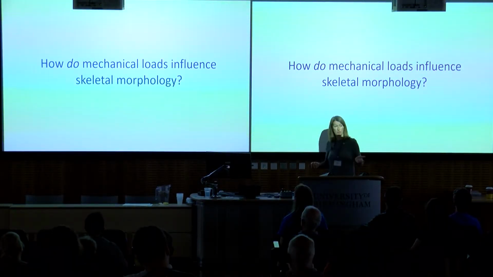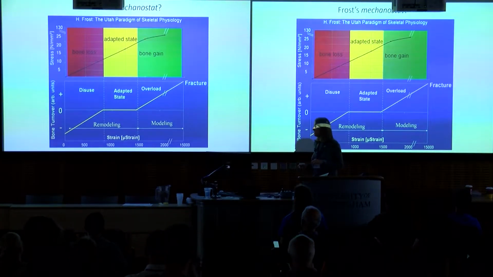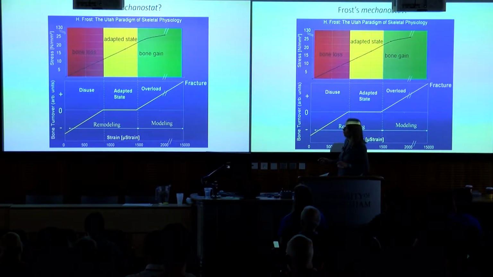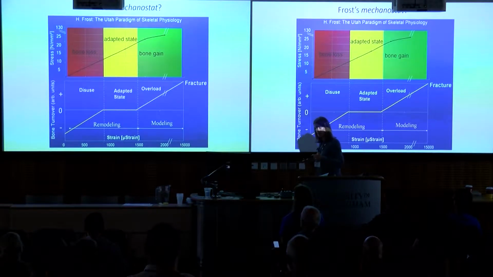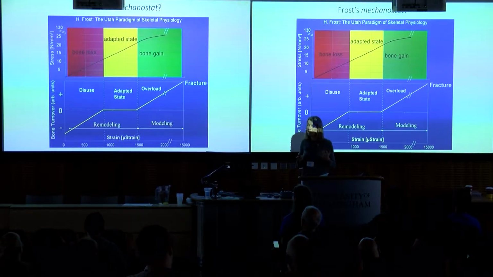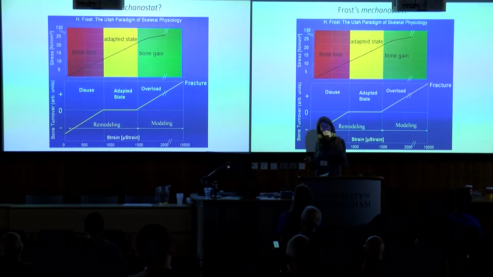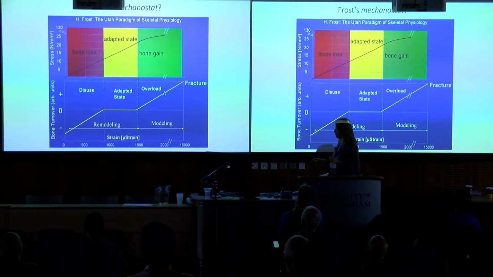So we have quite a broad understanding of how mechanical loads influence skeletal morphology. This is summarized by this diagram here, which builds on work from the late 19th century by people like Julius Wolff, who looked at the relationship between the loads a bone experiences and the ultimate shape it ends up being to deal with those kinds of loads. This was modified in the 60s by Harold Frost, and it's named here as the Utah paradigm of skeletal physiology.